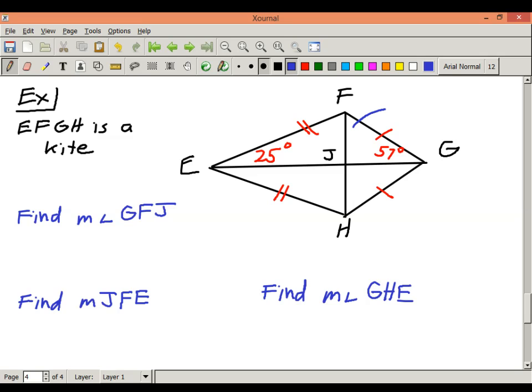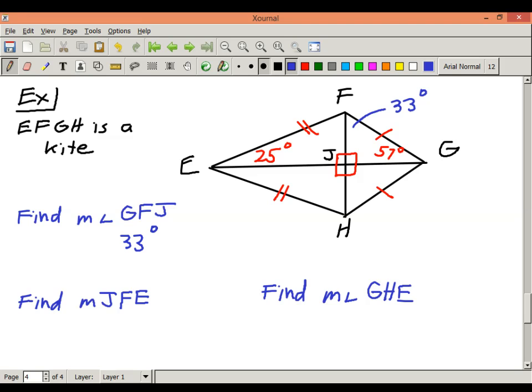Now remember that one of our first theorems today was that the diagonals of a kite are perpendicular, so we know that these are all right angles here because the diagonals of a kite are perpendicular. So that means that this angle GFJ that we're looking for is going to be the complement of this 57-degree angle. So you're just going to take 90 minus 57. So just do that mental math or calculator, 90 minus 57. So this is going to be 33 degrees right here. Because that 33-degree angle and the 57-degree angle have to be complementary because you've already used up 90 degrees for the right angle. So 33 degrees.